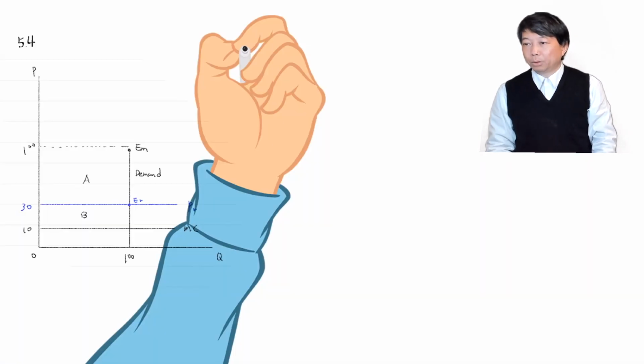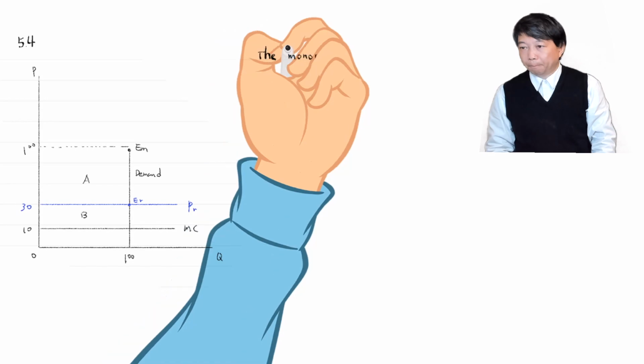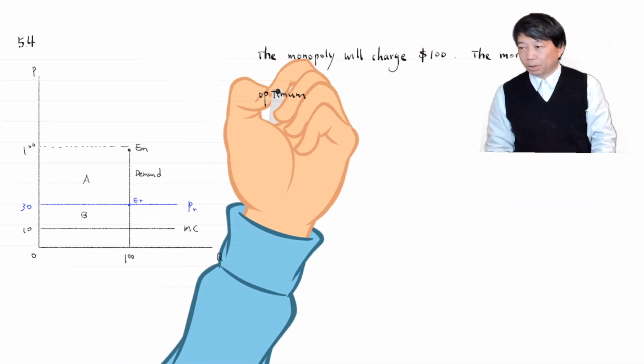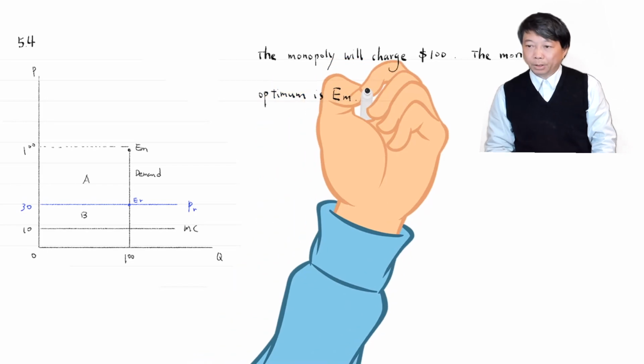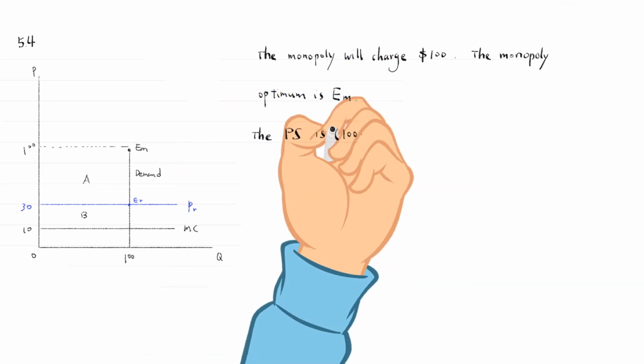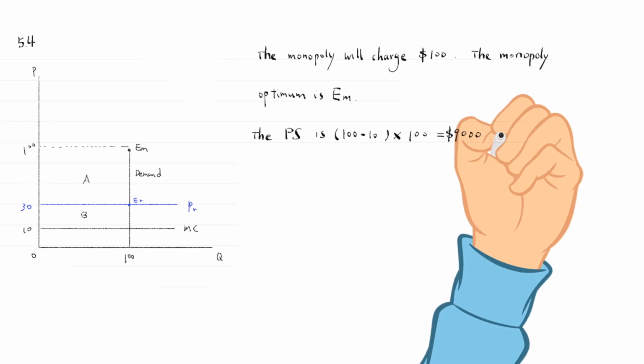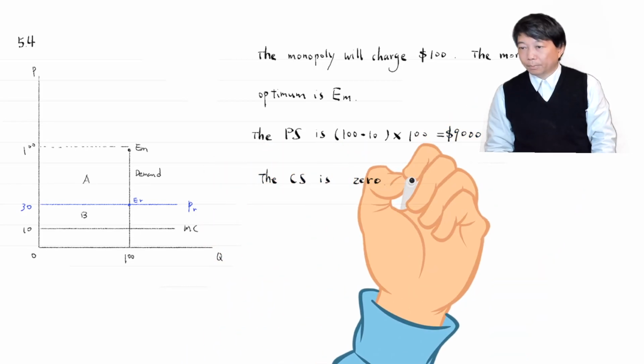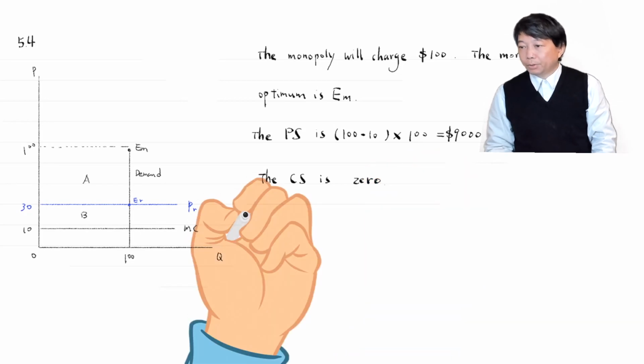The monopoly will charge $100. The monopoly optimum is EM. The producer surplus is $9,000, the sum of areas A and B. The consumer surplus is 0. The welfare is the sum of producer surplus and consumer surplus, $9,000. There is no deadweight loss.